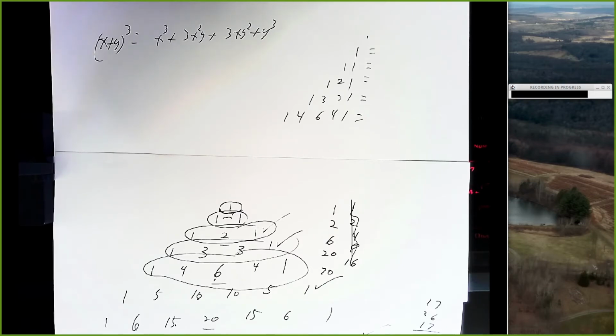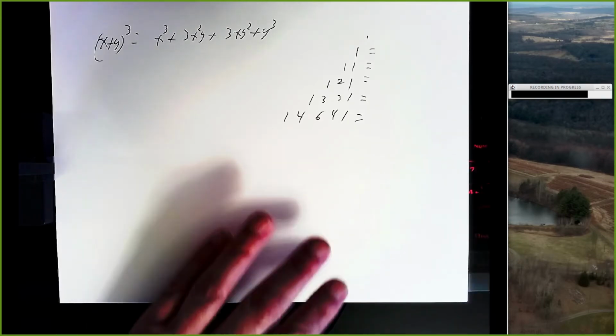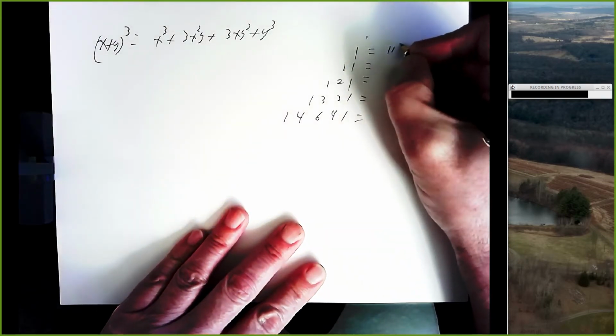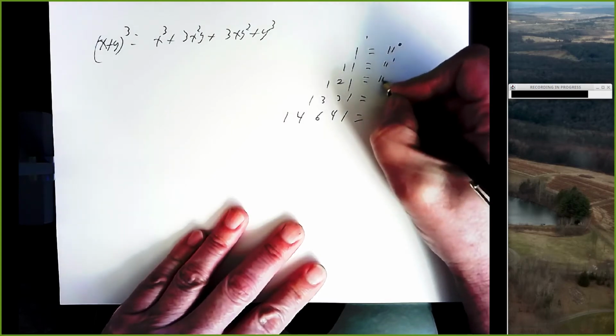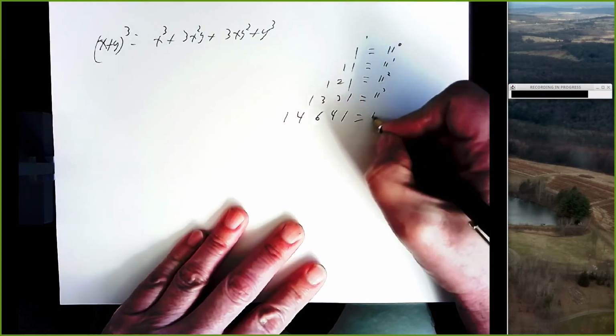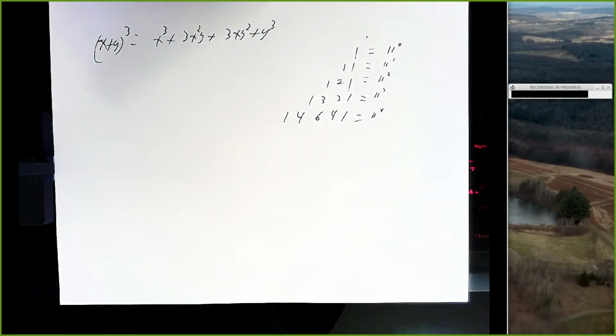1, 11, 121, 1331. I have no idea. Is it fair to say that it's like a reversing pattern? It is. There's a reason. These are all powers of 11. That's weird to think about.